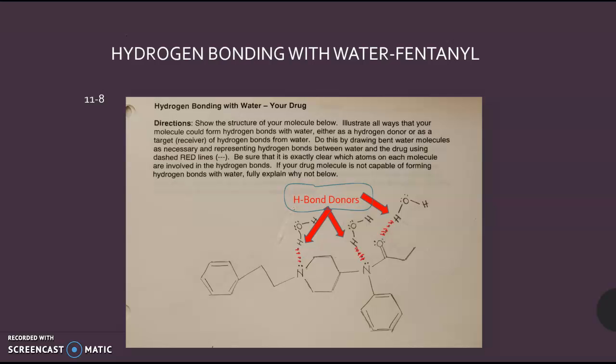The next page is the hydrogen bonding with water for fentanyl, and this is on page 11-8. This molecule would all be H-bond acceptors, since the F, O, or N is not hydrogen bonding. So the two nitrogens would be H-bond acceptors, and also the oxygen would be an H-bond acceptor.